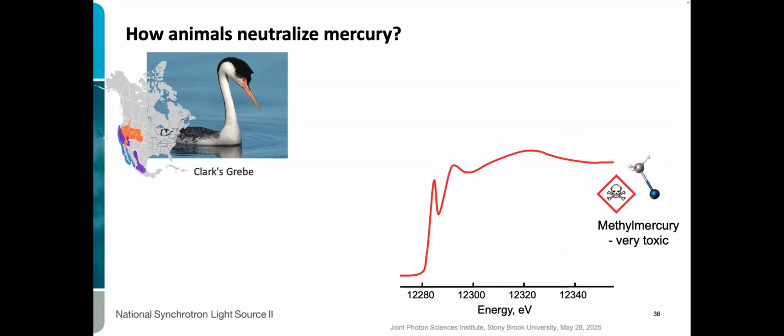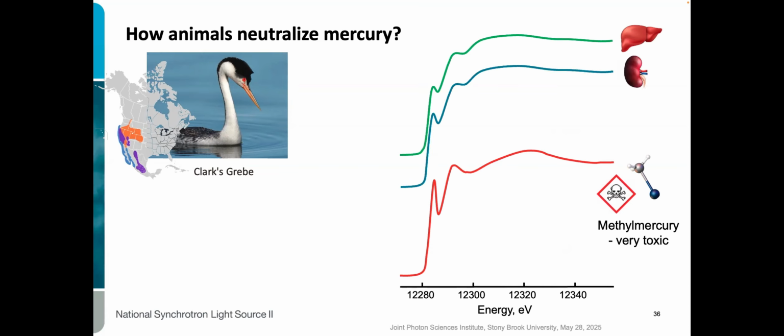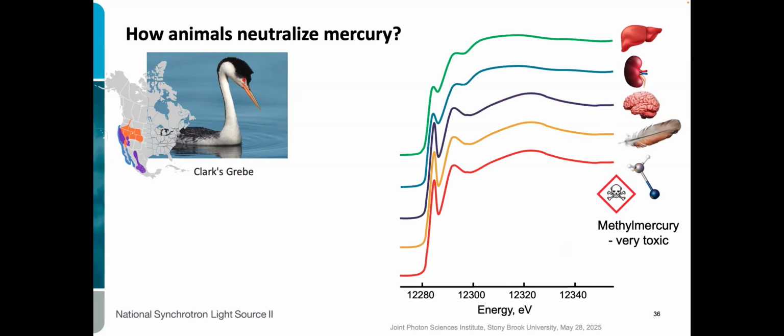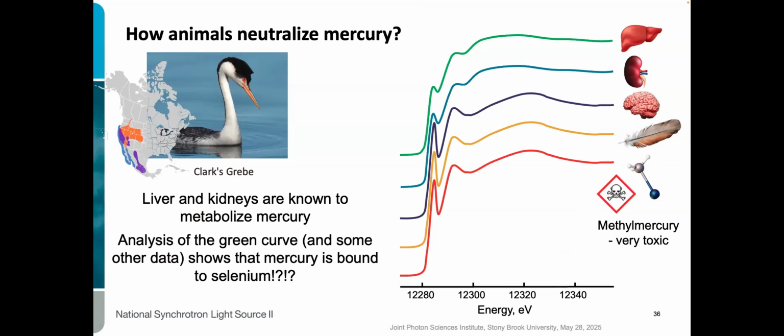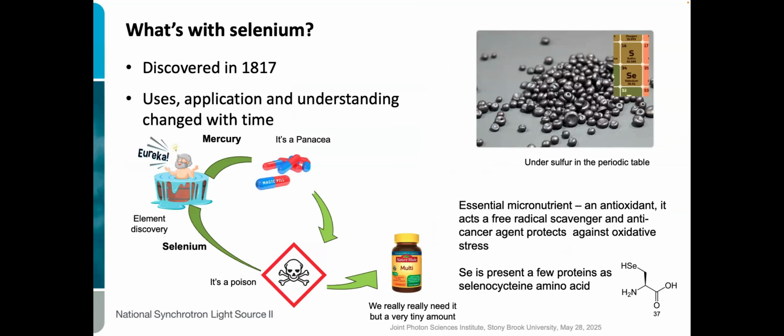Different tissues will have different composition of mercury in them, different chemical states of mercury. This is methyl mercury, very toxic. But if we have a kidney, or a liver, the spectrum would look substantially different. Whereas in the brain and feathers, it would look like this nasty stuff. And we know that liver and kidney know how to metabolize mercury. And it's actually what the analysis was telling us, something that we would not be able to do with a structureless traditional XES. They tell us it's bound to selenium.